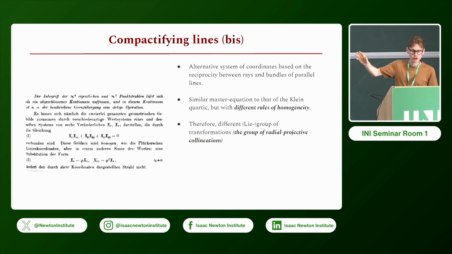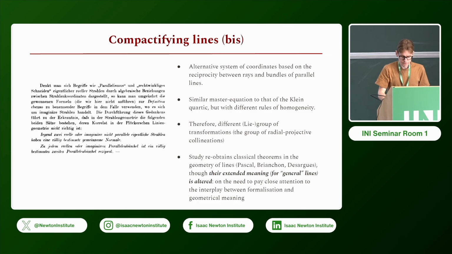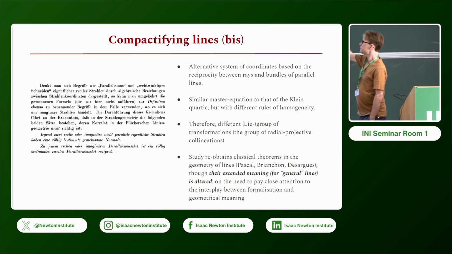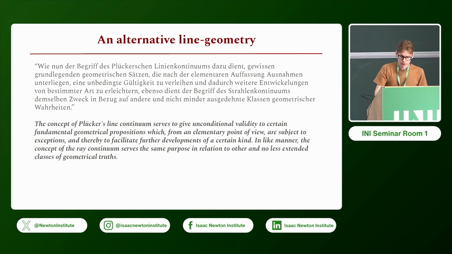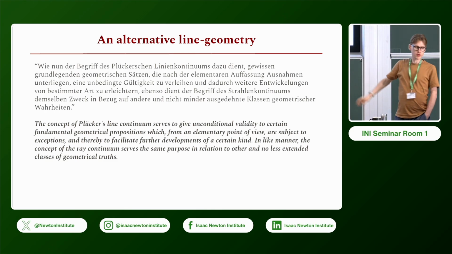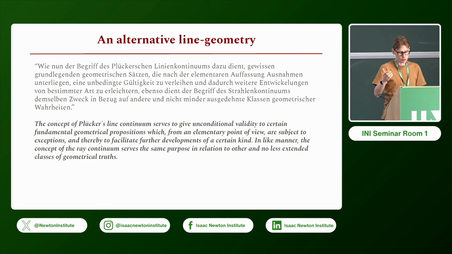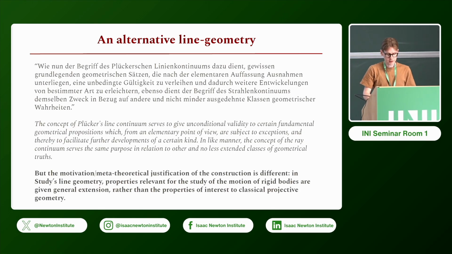And so he ends up with a different group of transformations, a different equation, that has impact on the validity of certain theorems: theorems that were true in Plücker's line geometry become false and vice versa. But his point being that he has achieved a concept of line continuum that is more suitable for the study of certain kinds of properties.